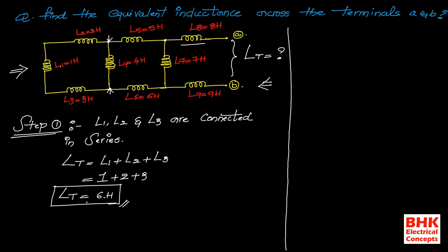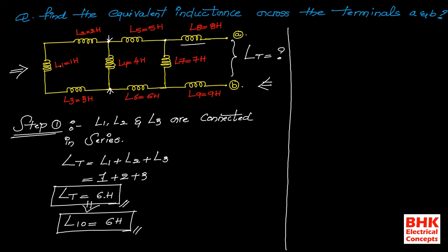Now whatever the resultant we are getting for the series combination of L1, L2, L3, I am giving the name for the new inductance, that is L10. So L10 is the new value of inductance, which is the resultant of the combination of L1, L2 and L3. Now here L10 is equal to 6 Henries.